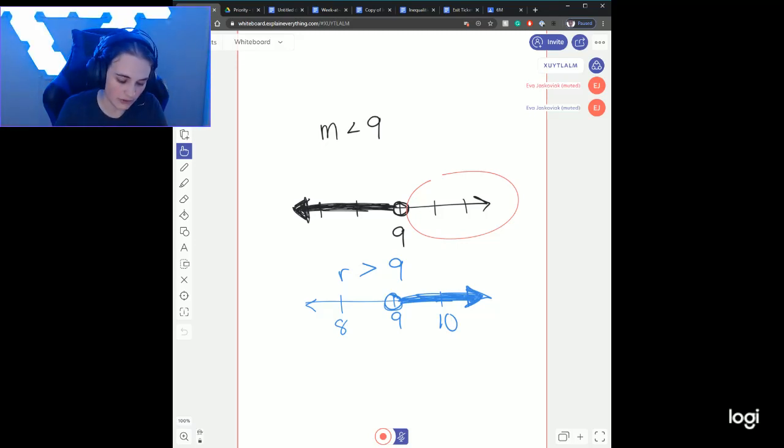And if we ever have it be an equal to, you're just going to fill in the number it could be equal to. And I'm going to leave that there.